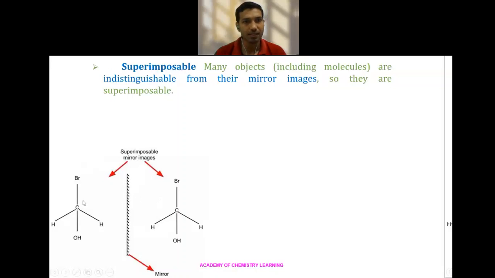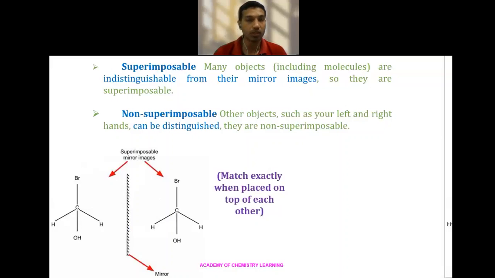Means both are the same, they are indistinguishable. You cannot separate out which one is the actual structure and which one is the mirror image. So it is called superimposable. Now what about the non-superimposable? The non-superimposable are the structures or molecules which can be distinguished, means they are completely different.